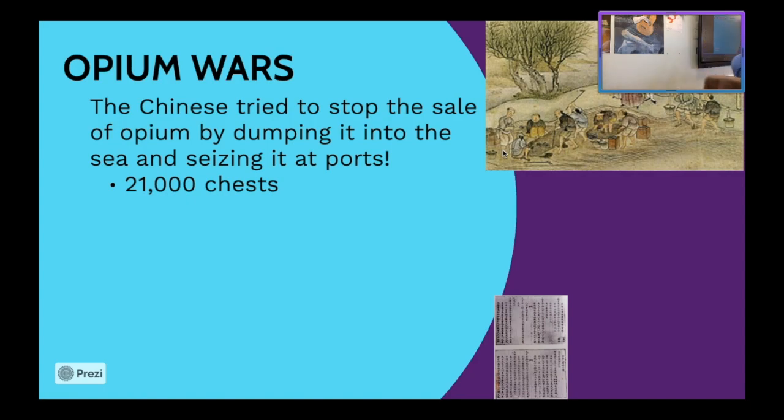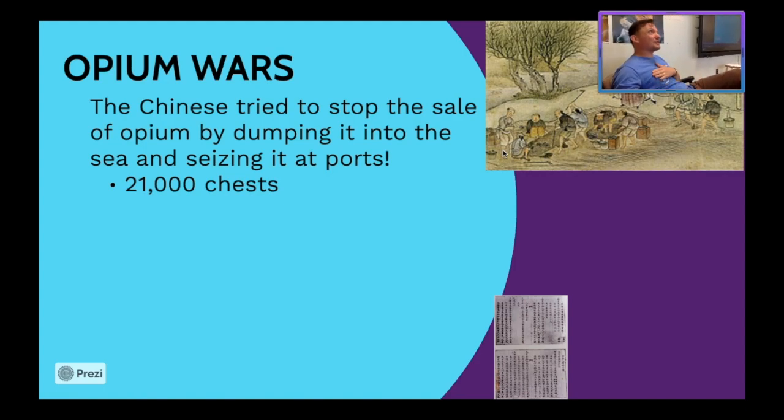Now, when they're trying to stop this importation, they're seizing a lot of chests of opium at the ports. And what they do with these chests of opium, they destroy them, right? Well, the British are then going to demand compensation for the 21,000 chests of opium that will be destroyed during these search and seizures, right?